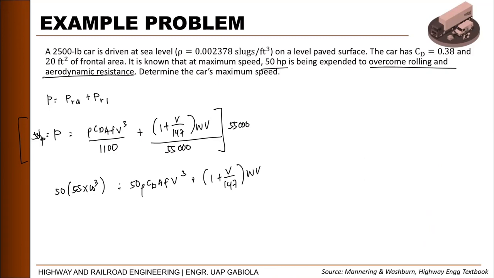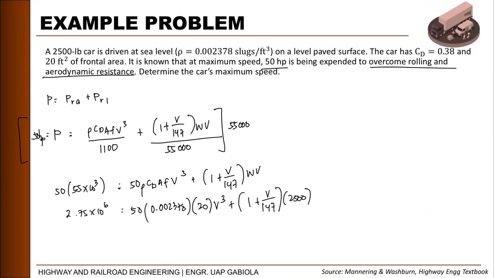So, let's simplify this. 50 times 55,000 is 2.75 times 10 to the 6, or 2.75 million, equals 50 times our number, 0.002378, times the area that we said is 20, V cube plus 1 plus V over 147. W is 2,500 times velocity. Okay? Simplify. 2.75 times 10 to the 6 is equal to 50 times 0.002378 times 20.